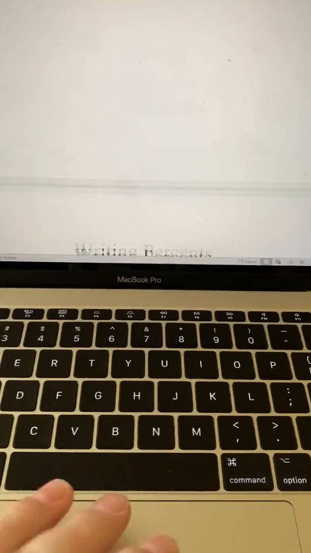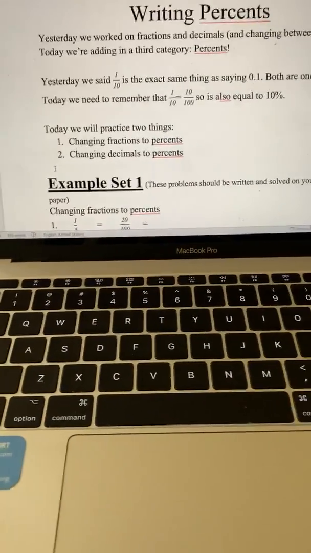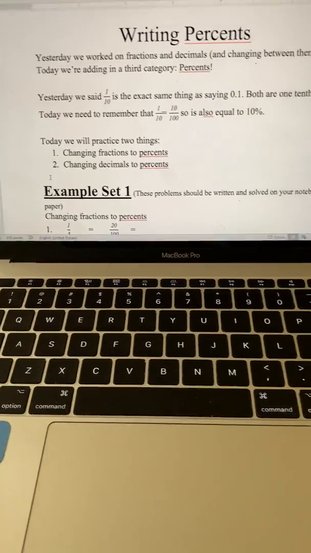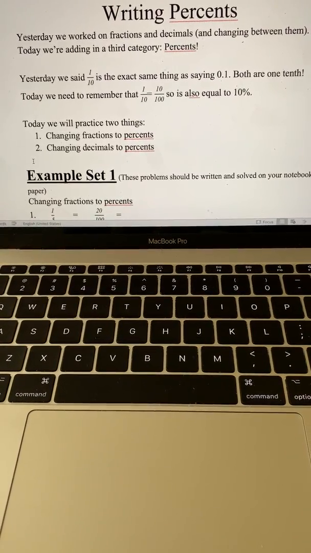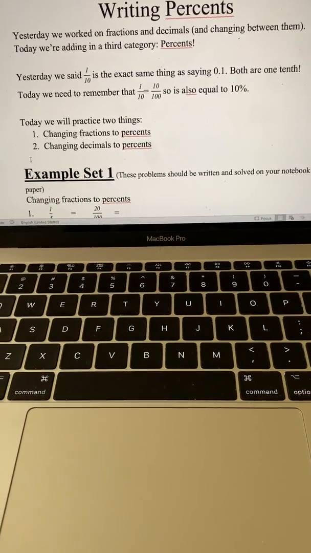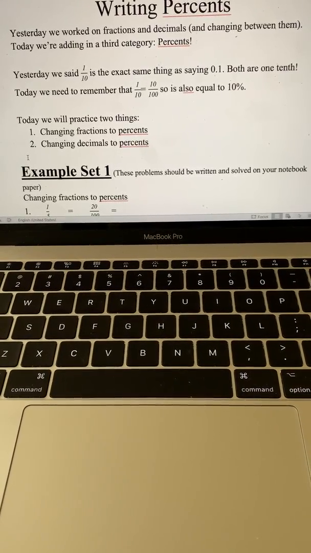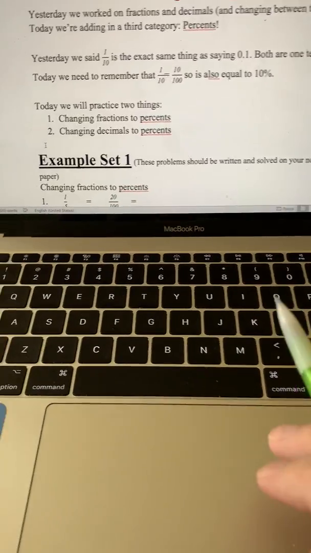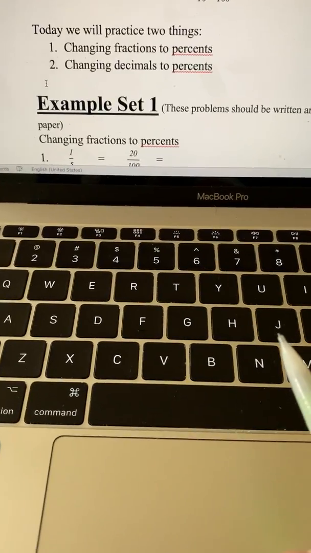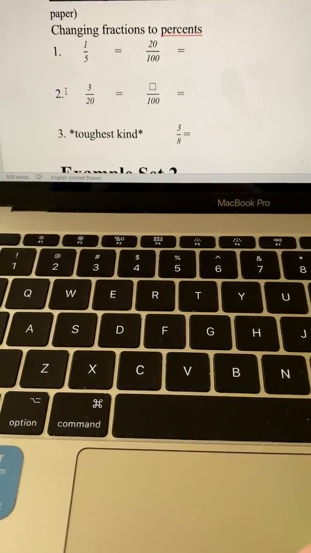Okay, yesterday we focused in on changing between fractions and decimals. Today we're adding a third category, percents. So yesterday we said that 1/10 is the same exact thing as 0.1. They're both 1/10. And what we need to add on today is that we also know that this is equal to 10%. So we're going to do two things today. We're going to change fractions to percents, and we're going to change decimals to percents. We're going to start with fractions.